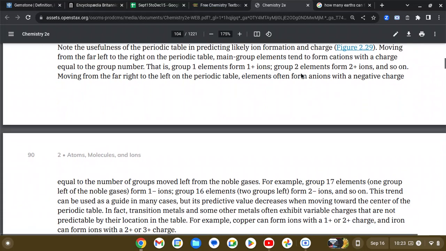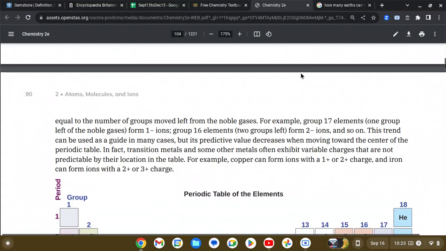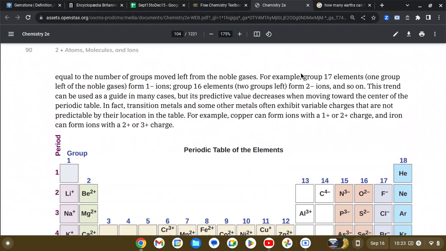Note the usefulness of the periodic table in predicting likely ion formation and charge. Moving from the far left to the right on the periodic table, main group elements tend to form cations with a charge equal to the group number. That is, group 1 elements form +1 ions, group 2 elements form +2 ions, and so on. Moving from the far right to the left on the periodic table, elements often form anions with a negative charge equal to the number of groups moved left from the noble gases. For example, group 17 elements, one group left of the noble gases, form -1 ions. Group 16 elements, two groups left, form 2- ions, and so on.